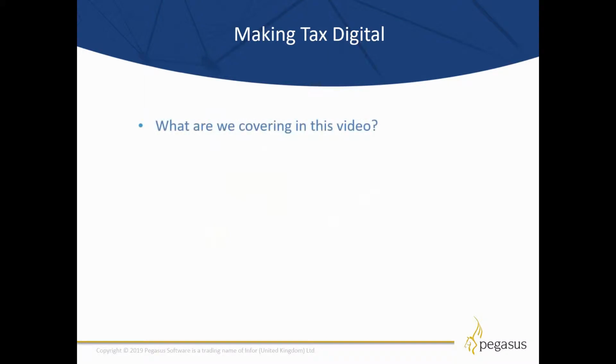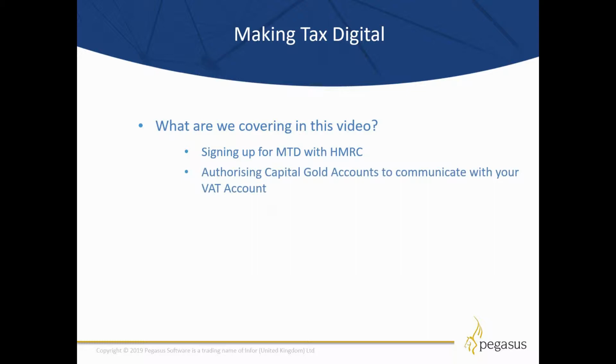So let me quickly go through what I will be covering in this video on the implementation and processing of making tax digital within Capital Gold accounts. Firstly, I will take you through the process of signing up for making tax digital with HMRC, so you will see the sort of information that will be required by HMRC to allow you to sign up and use this new system. Then we will look at how you will authorize your copy of Capital Gold accounts so that it can access your VAT account on the HMRC site using the new HMRC API.